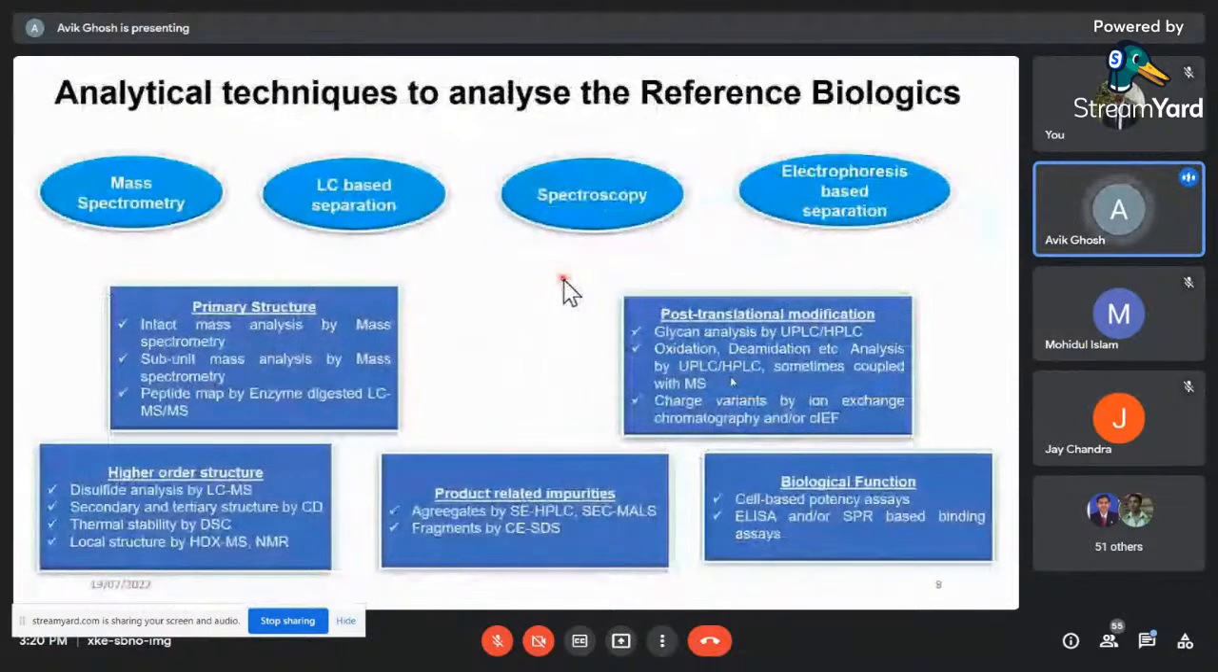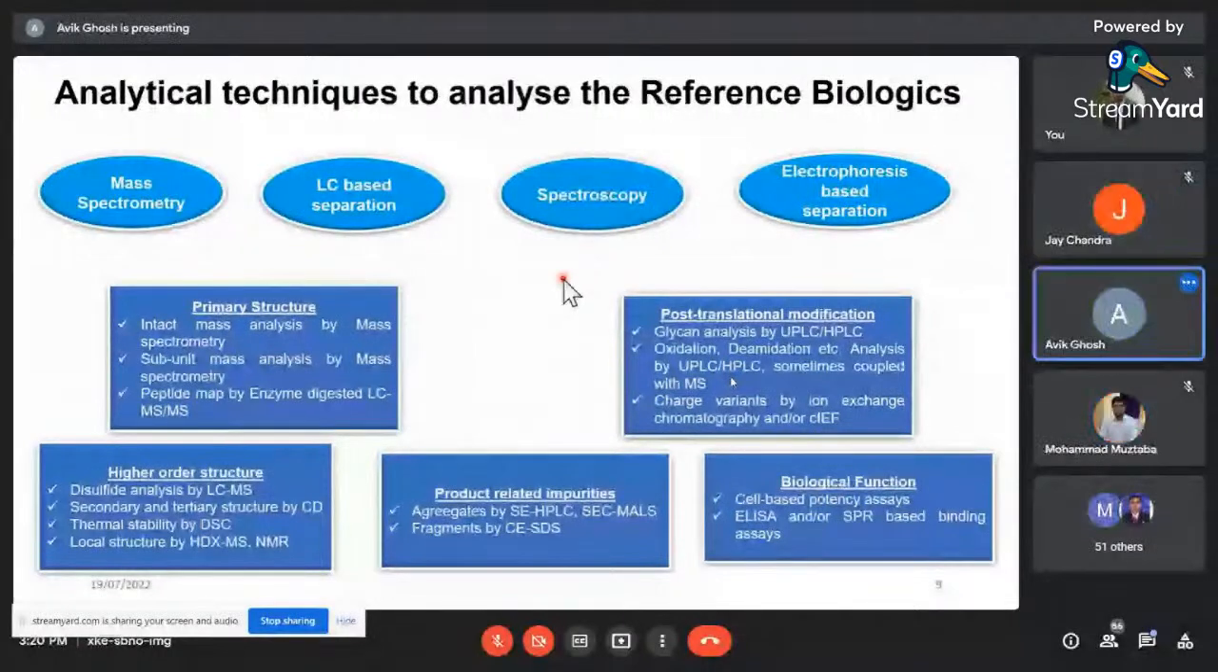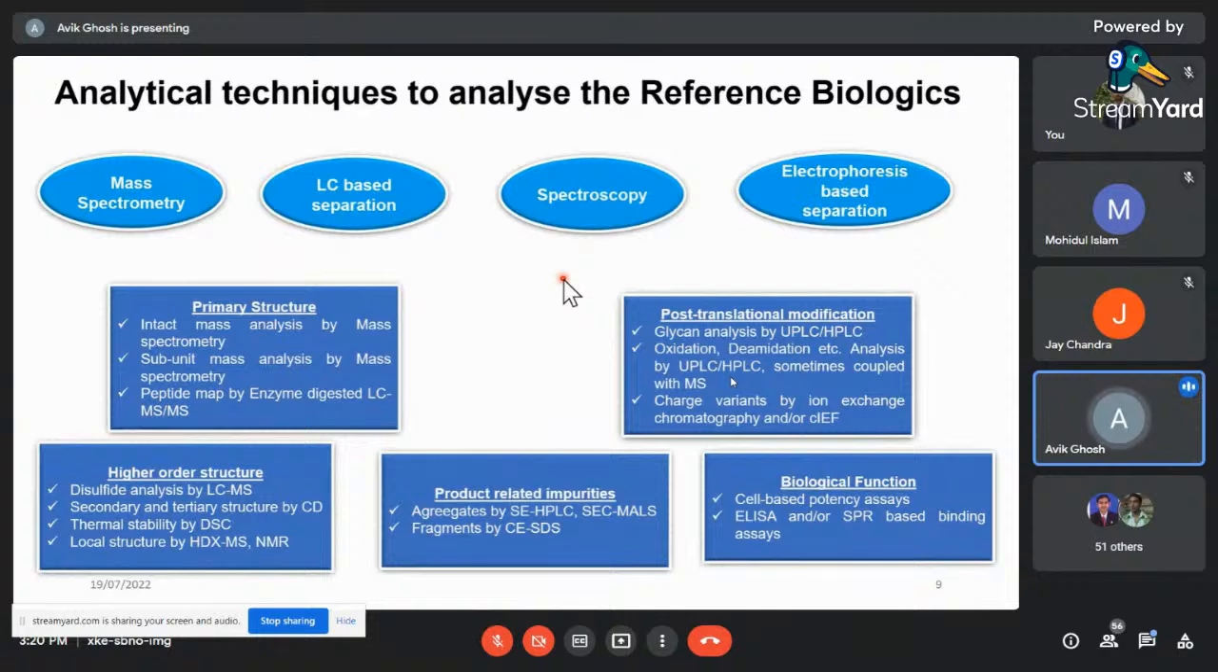Now I'll touch upon some analytical techniques that are generally used in the analysis of reference biologics, as well as the actual product. The main analytical techniques used in the biosimilar industry are based on mass spectrometry, liquid chromatography-based separation, spectroscopy, and electrophoresis-based separation techniques. The primary structure mostly comes from mass spectrometry, where the intact mass is measured. These are very big proteins, about 150 kilodalton, so it needs high resolution mass spectrometry to analyze the intact mass, and the subunit mass, meaning the mass of each light chain and heavy chain, which are about 25 and 50 kD.